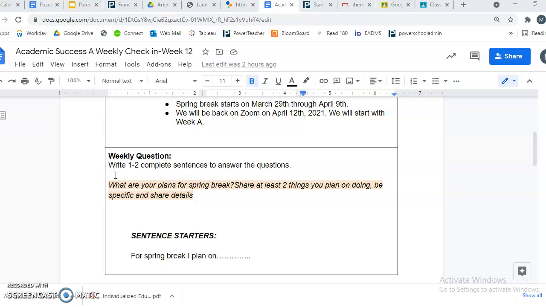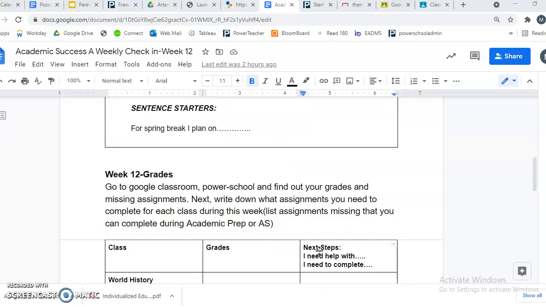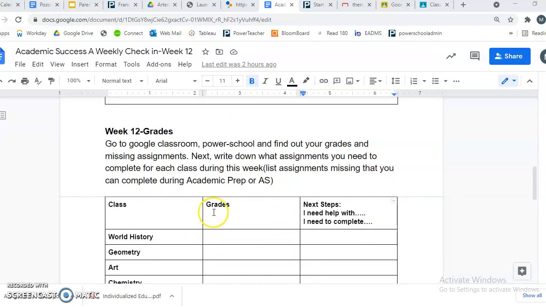So the sentence starter is, "For spring break, I plan on," and then you just let us know what you're planning on doing. The last part of the assignment is just to check your week 12 grades.